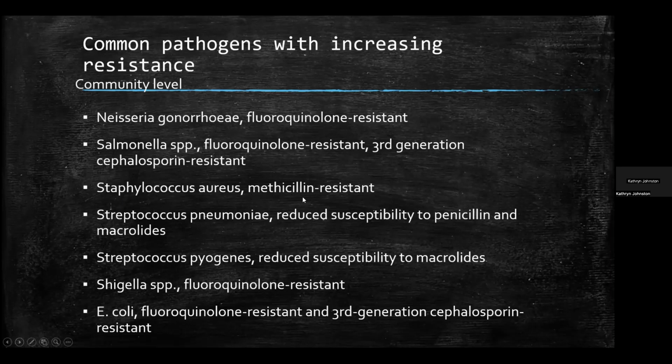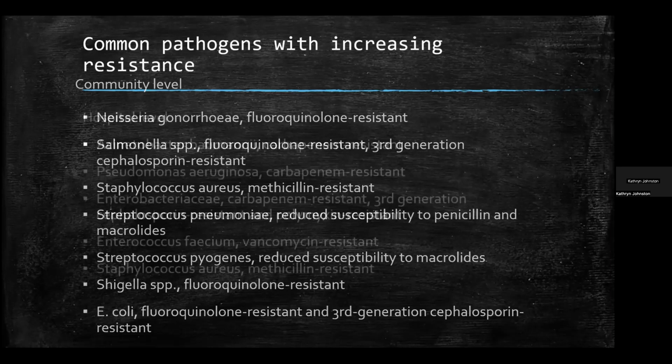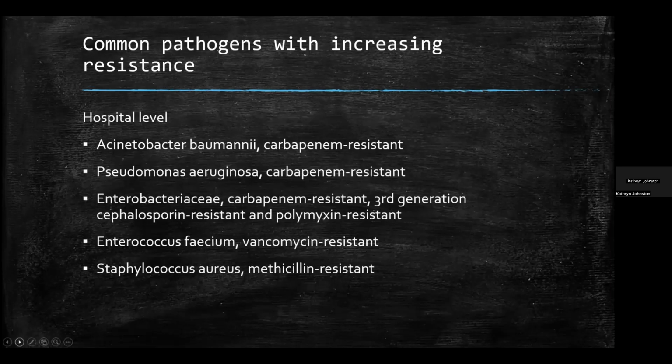But it used to be that MRSAs, methicillin resistant Staph aureus, were only hospital acquired, and now we know that from antibiotic pressure in the community they can also be community acquired. And in the healthcare facilities, what we're starting to see in the hospital, the carbapenemase producing Enterobacteriales, Acinetobacter baumannii, and the Pseudomonas aeruginosa, but also the vancomycin resistant Enterococcus faecium, and as I stated, the MRSAs, the methicillin resistant Staph aureus.